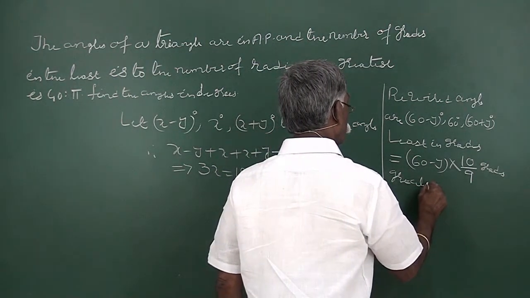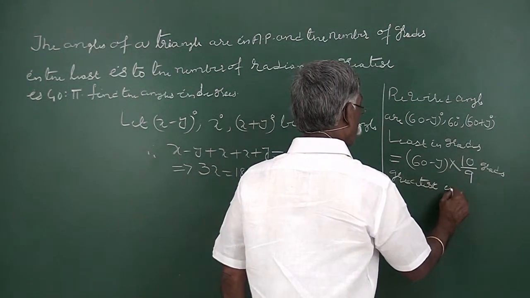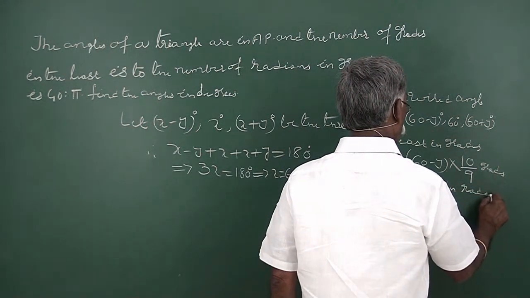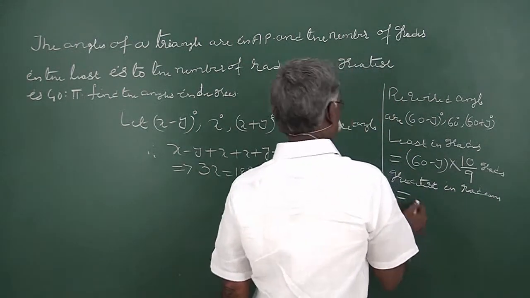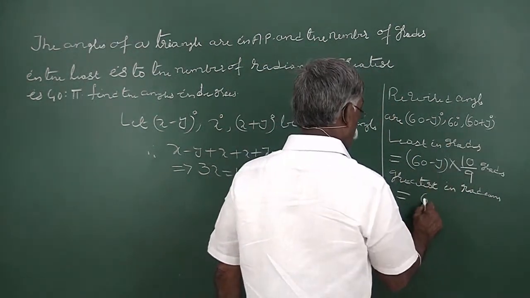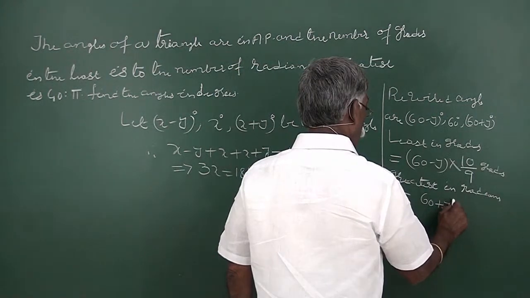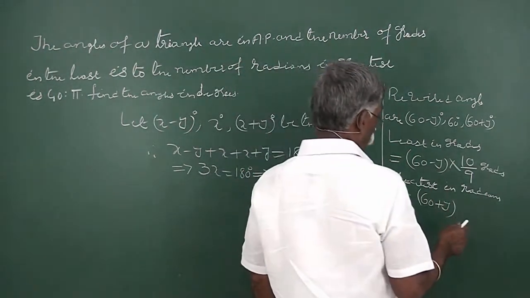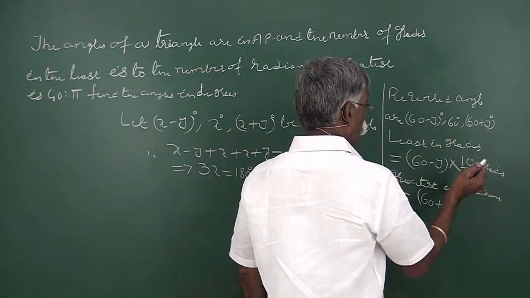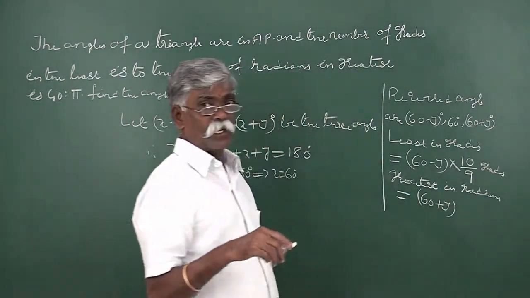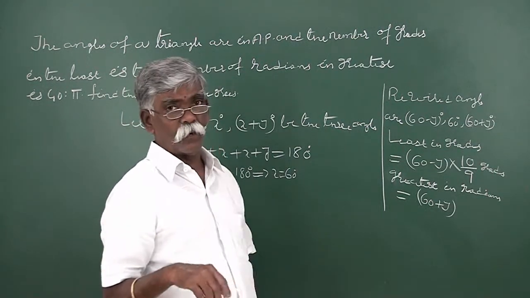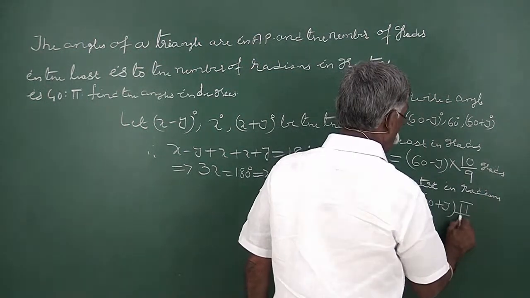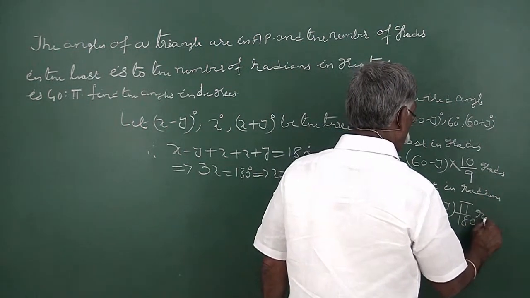Greatest in radians. The greatest is 60 plus y degrees. This we have to convert it into radians, and we know that pi radians is 180 degrees, thereby 1 degree is pi by 180. So into pi by 180 radians.